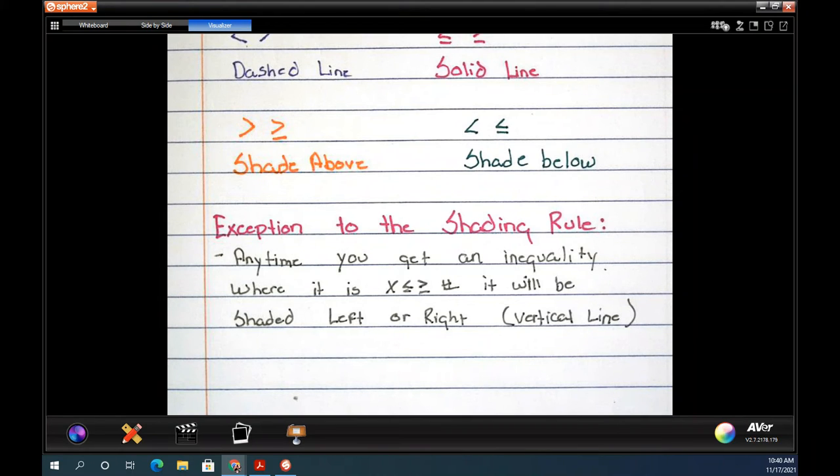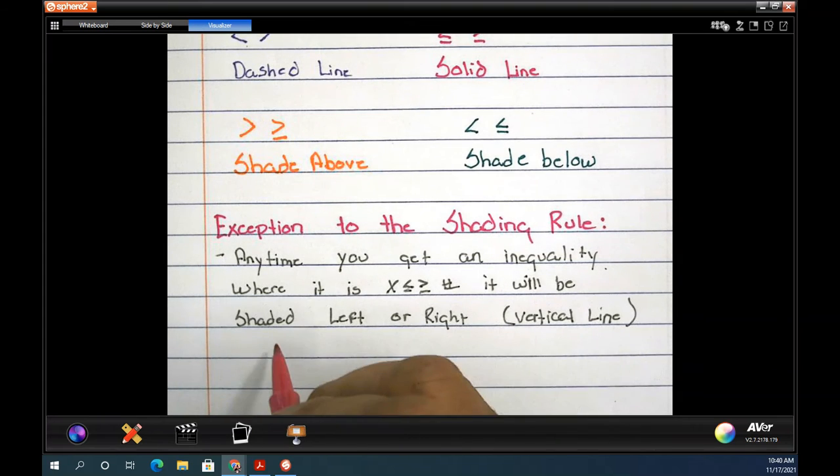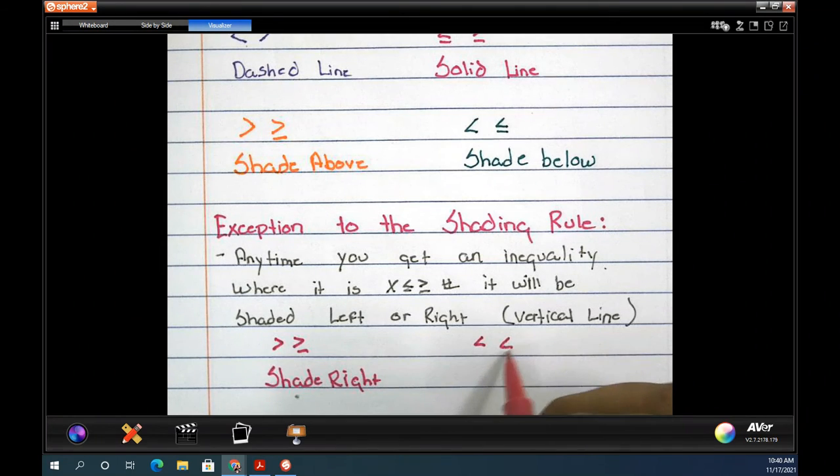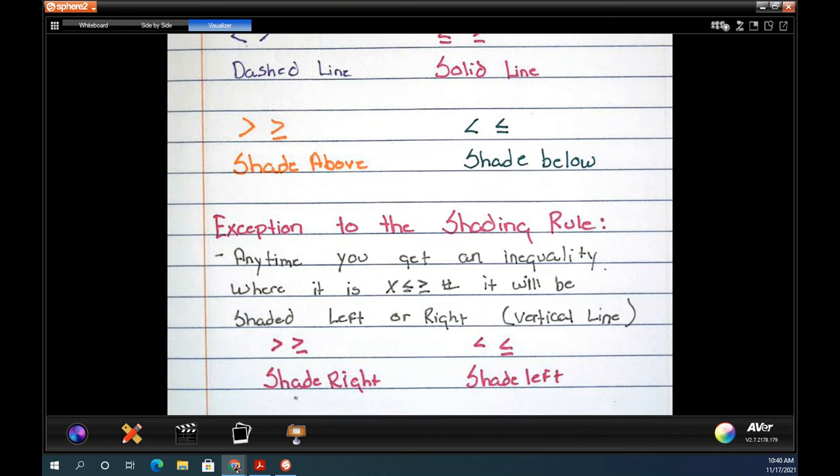Now, here are your rules, and this is only for the vertical line. So if it's greater than or equal to, shade right. If it's less than or equal to, shade left. All right.